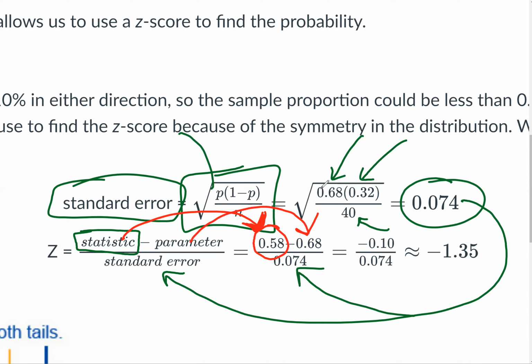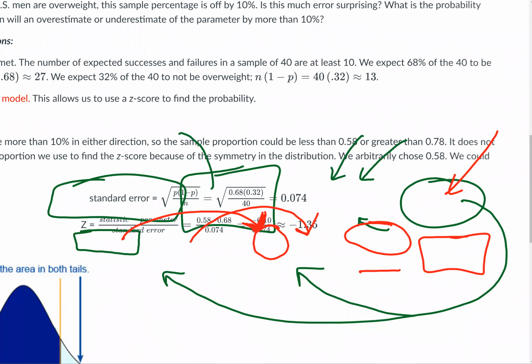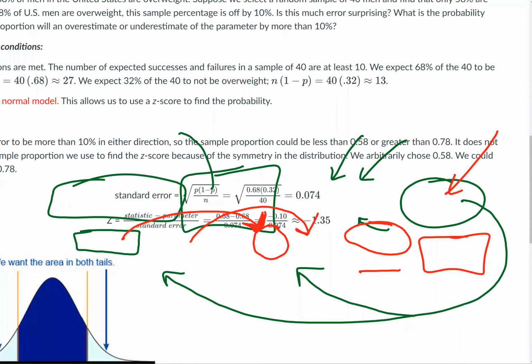Okay, and the numerator, 0.58 minus 0.68, would be negative 0.10, divided by that standard error that we found in this first calculation. If you divide those, you get negative 1.35. Okay, that's what we really need. That's what we're going to look up our z-score. If we look that up in a table or on some applet or a computer, let's see what we get. I'm going to zoom out so I can see better. Okay, open, clear all this, of course.